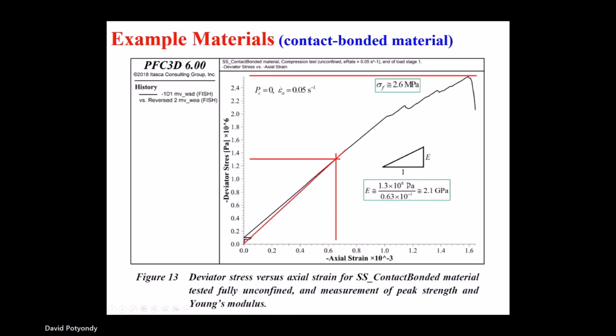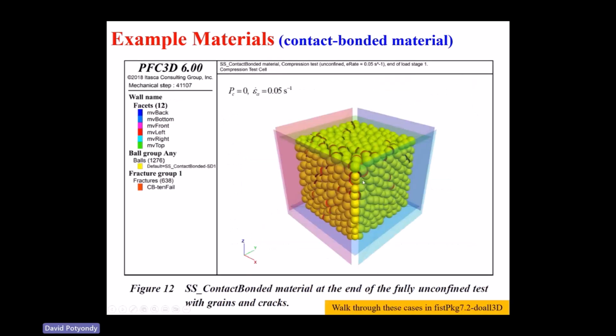Okay. From that test, we're measuring deviator stress versus axial strain. If it's unconfined, this deviator stress is the axial stress. So there's your stress strain curve we measured. We ran this one until it reached 80% of the maximum value. That's when the test stopped. At that point, we made a save file. At that point, that's what this looks like.